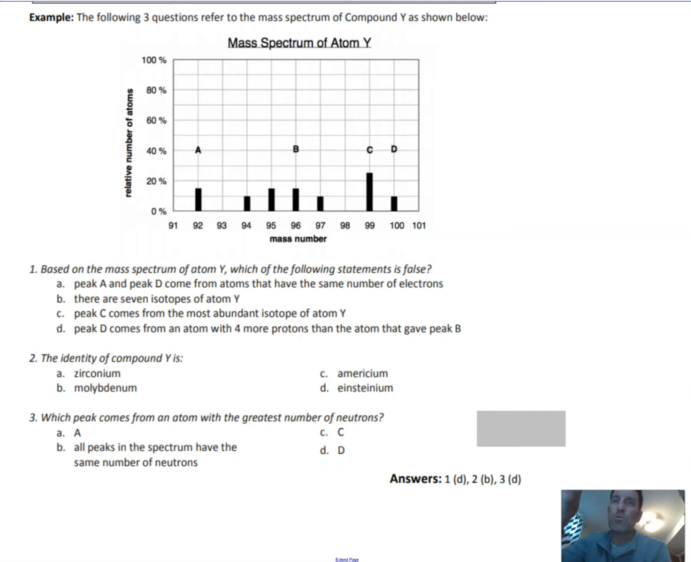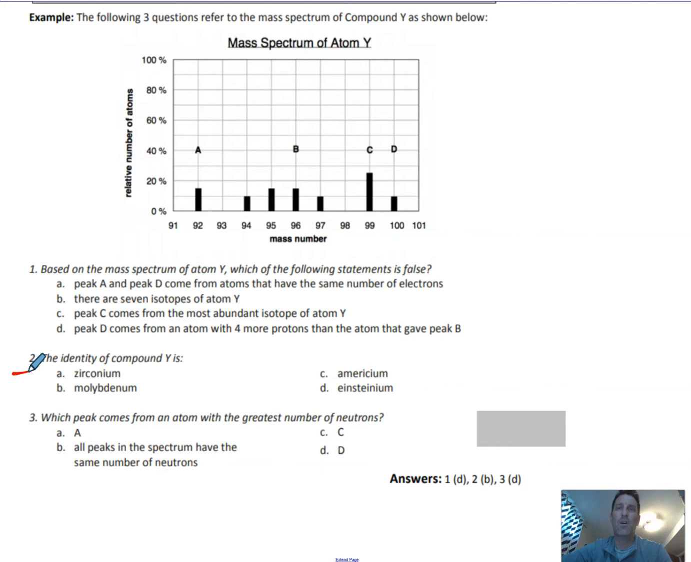So the answer to number 1 is D. The reason why it is D is in isotopes, we change the neutrons, but we do not change the protons. So anything that would say something about the protons changing would definitely be different. Okay, number 2, it's a little bit tricky, but not too bad.